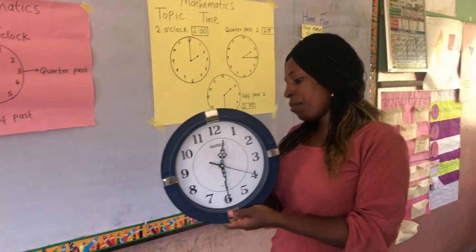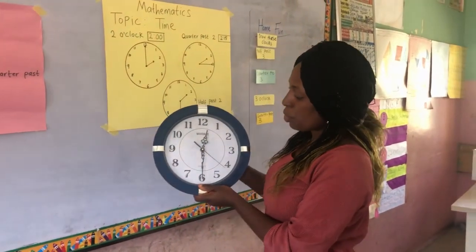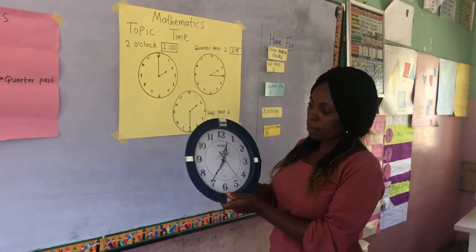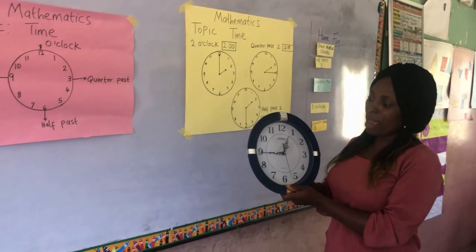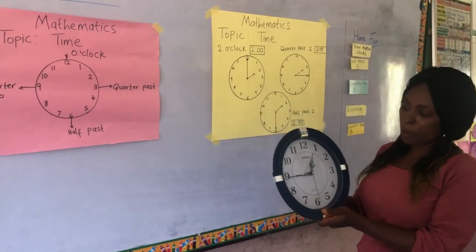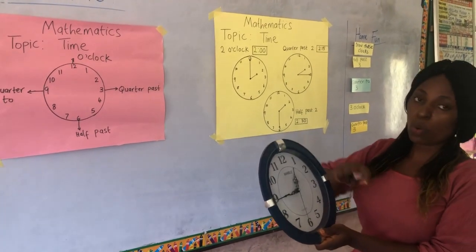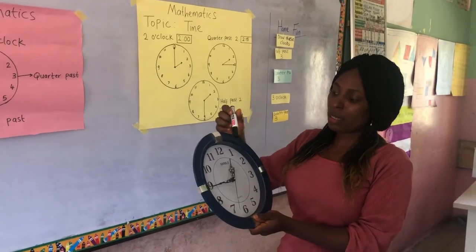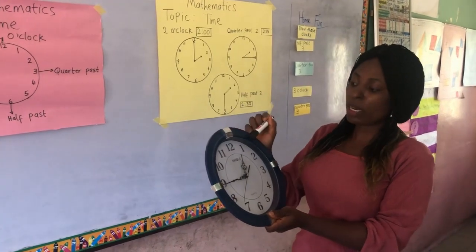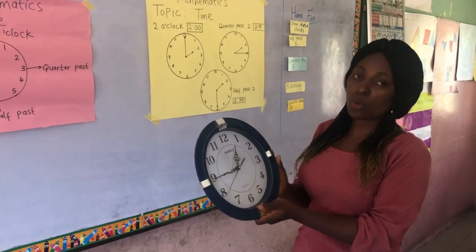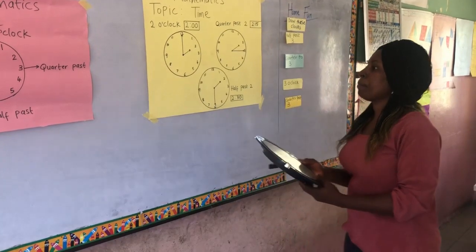We also move it further to 9. When it moves to 9, this time we have it as quarter, but not past anymore, but quarter to. And it is no longer on 12, it is moving towards 1. So it's quarter to 1.